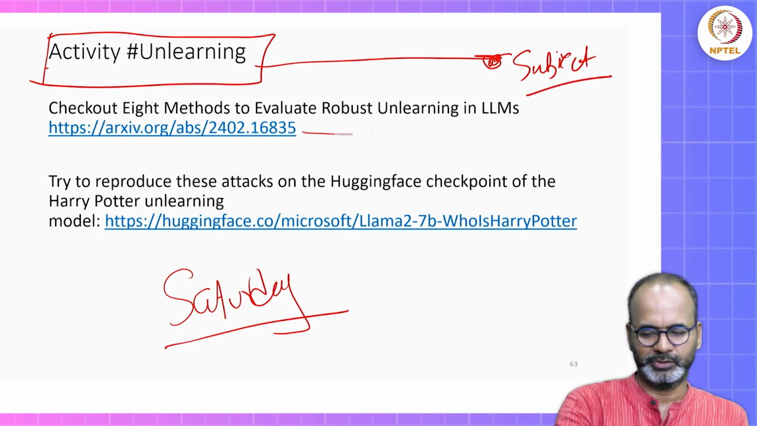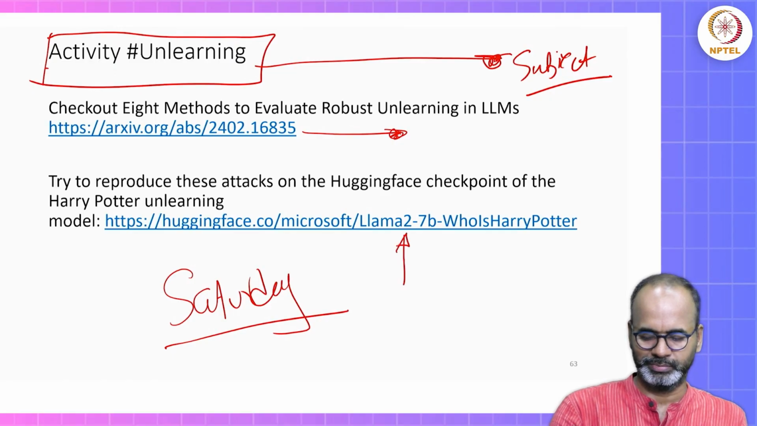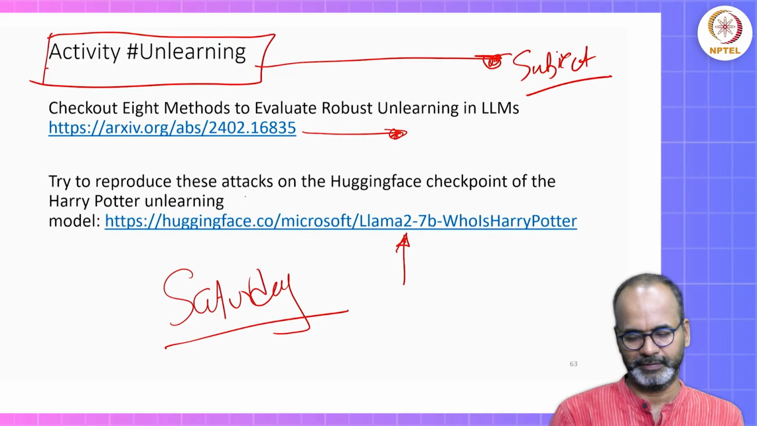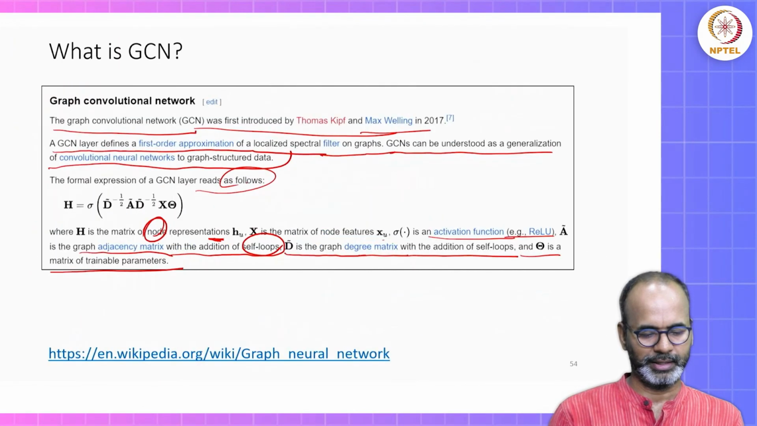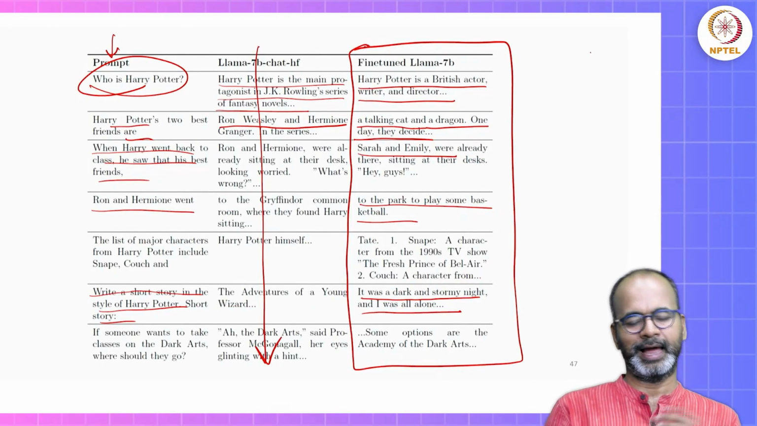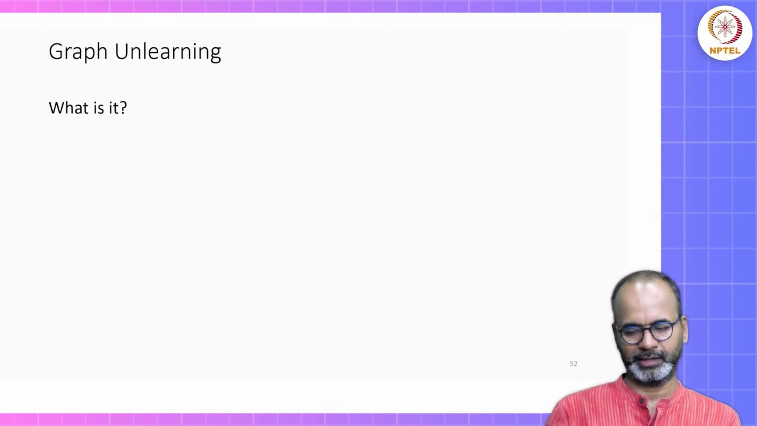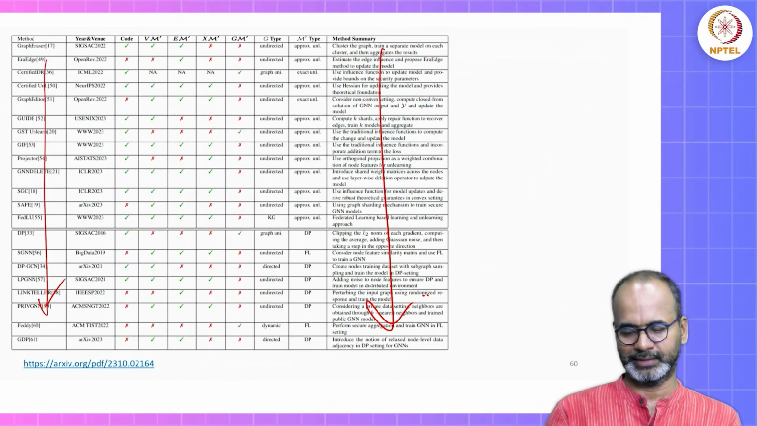There are 8 methods to evaluate robust unlearning in LLMs here. Take a look at them. You should be able to play around yourself to reproduce these attacks on the Hugging Face checkpoint of the Harry Potter Unlearning. Remember I showed you the Harry Potter Unlearning table. You should be able to do it yourself and try something on the Hugging Face interface and post what you tried, what you got, and whether there was anything interesting. If you can share on the mailing list, that will be super cool.